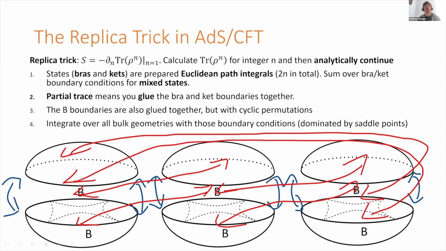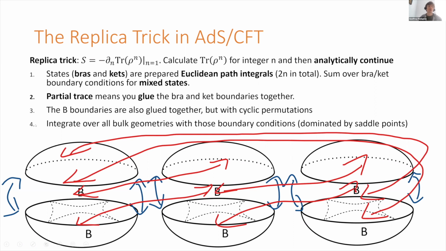To calculate trace of rho to the n, we also have to glue together the parts of the boundary we want to keep, the B boundaries, but because we're calculating trace of rho to the n, not the n-th power of the trace, we do so in a different way. We do so with the cyclic permutation that glues this first ket to this second bra, second ket to third bra, and so on all around in a big loop. That gives you some boundary path integral that's just a closed geometry. It's just some number, and that number is trace of rho to the n once you normalize it.